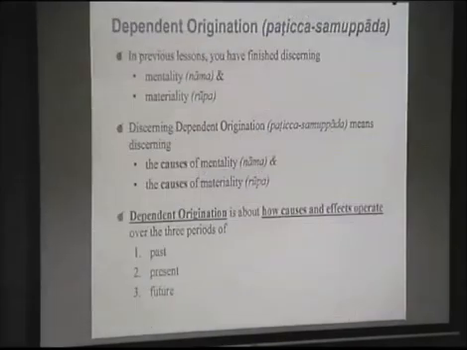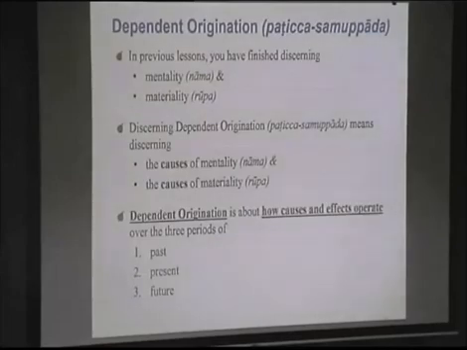Today we learn here. In the previous lesson, we finished discussing mentality, nama, and materiality. Today, we discuss dependent origination, which means discerning the cause of mentality and the cause of materiality, nama, rupa. Dependent origination is about how causes and effects operate over the 3 periods of past, present, and future.